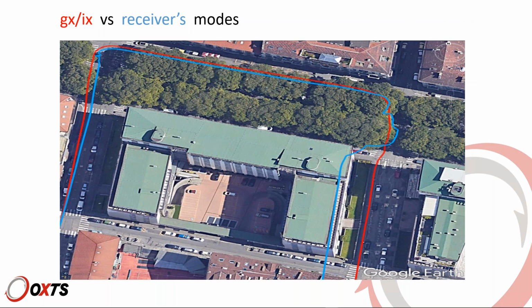And this is a comparison between the same data set processed in GX/IX and receiver mode. The red line, GX/IX, is solid, as you can see, despite being in an urban canyon or covered by trees, whilst the blue line, the receiver mode, didn't have any position mode because it had fewer than 4 satellites at that point. So it drifted, as you can see, to the left. Whilst, as I said, the single satellite data was used as an aiding to the IMU, even whilst in between buildings.